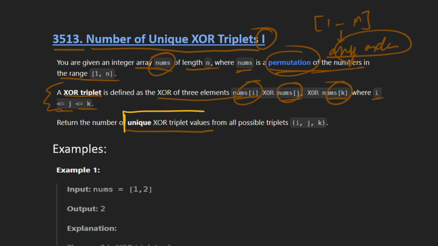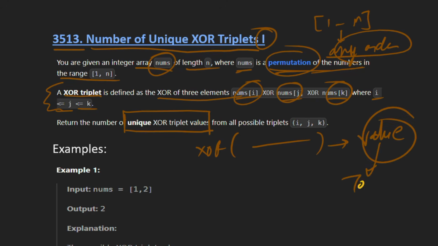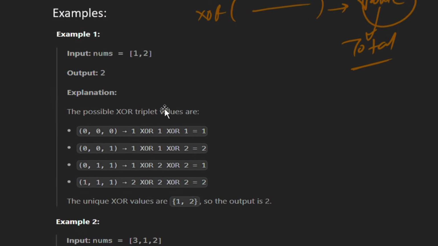So that means if we take the XOR of three numbers, then we get a value. We have to find the total number of unique values that we are getting among all the possible triplets. So let's see an example.